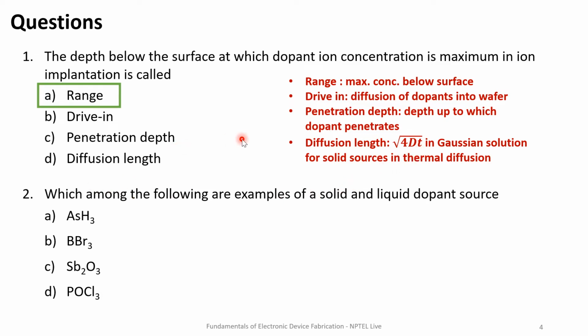So we'll move on to the next question now. Which among the following are examples of a solid and liquid dopant source? Your options are AsH3, BBr3, Sb2O3, and POCl3. Does anybody know the answer? One of these is solid and one of these is liquid. Which is which?